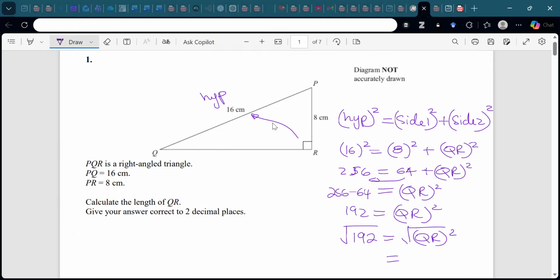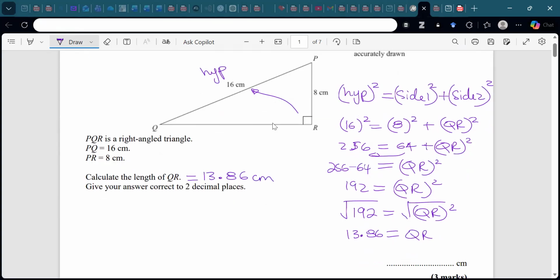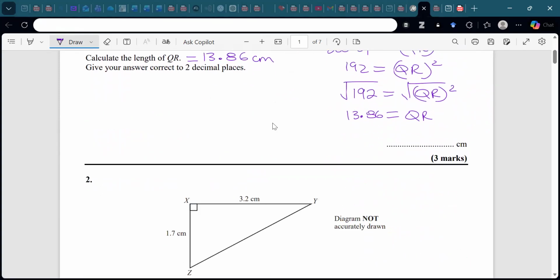So if you have the square root of 192, that's going to give us 13.86. And that's going to be the length of QR. So QR to two decimal places is going to be 13.86 and the unit is centimeters. All right. So that's what we would get for QR. All right, let us continue.